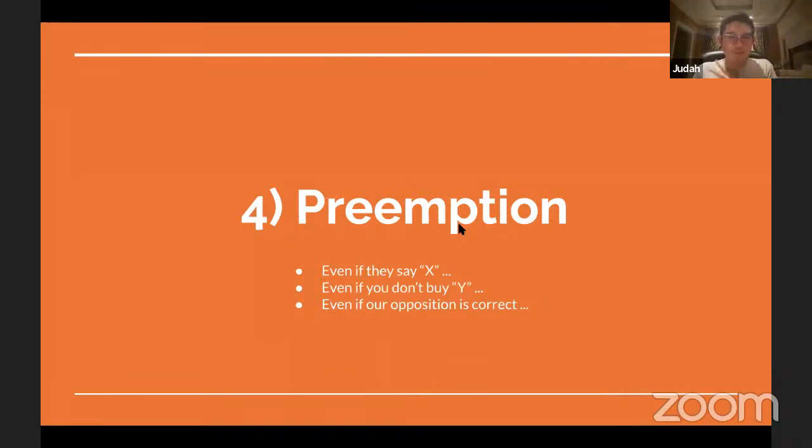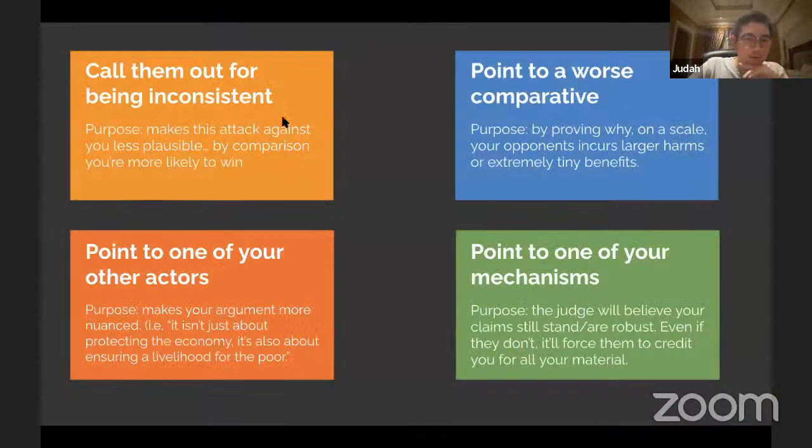And even if our opposition is correct, this actually hurts them more. Our arguments, this other argument is able to interact with that, or this is just not as important, right? So reusing a lot of the weighing mechanisms that we talked about before. This is kind of like a way to utilize it in your speeches. So I have identified about 4 different ways to preempt correctly, or 4 different purposes of preemption, basically.